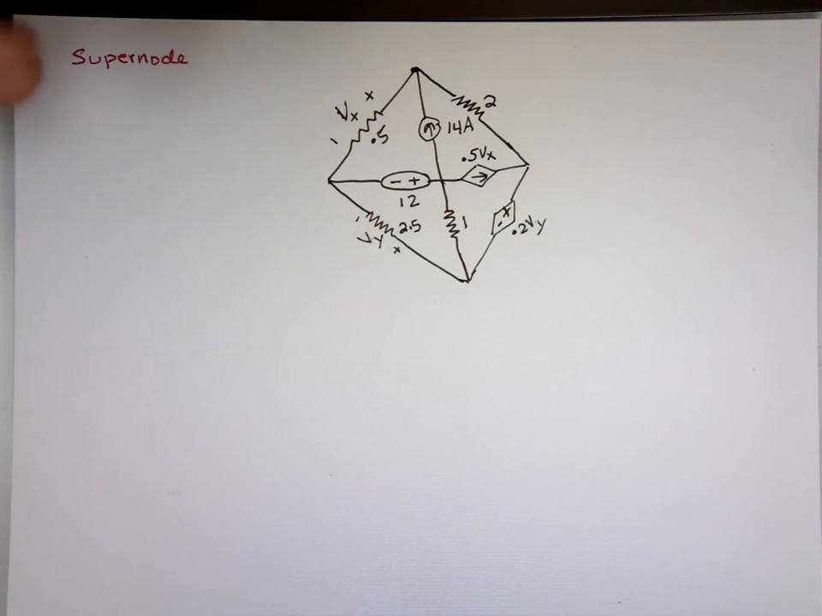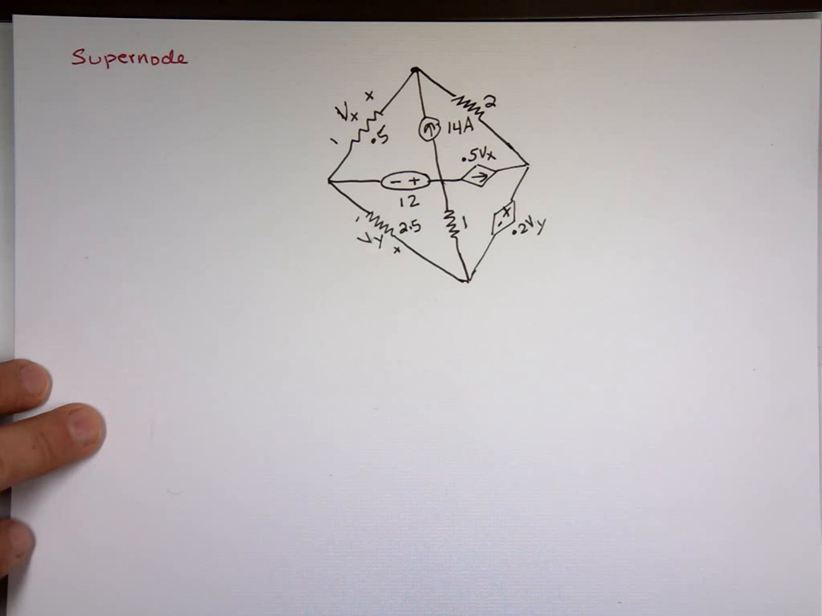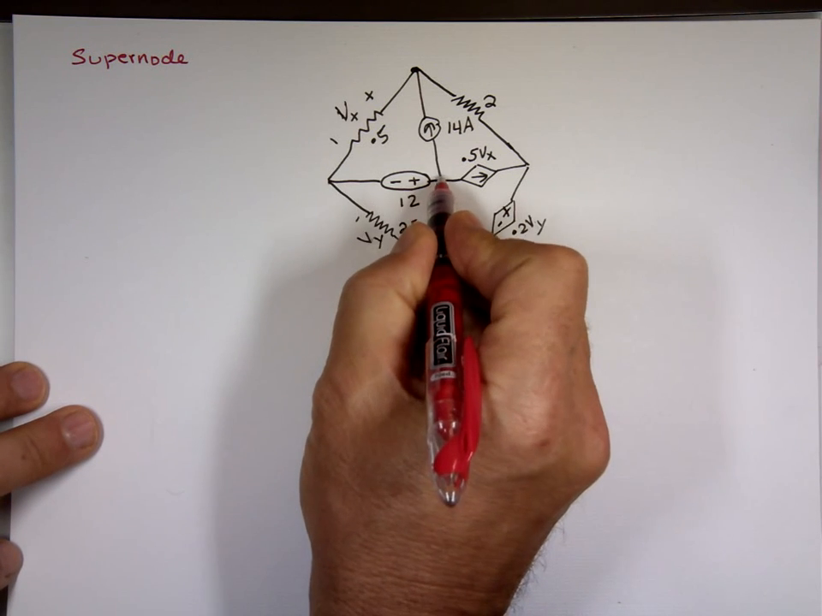So now let's look and see. We need to make one of these the ground. So this is another example on supernode, and I try to put dependent sources here. Well, with the supernode, it says anytime you have a voltage source, you treat that node as a supernode.